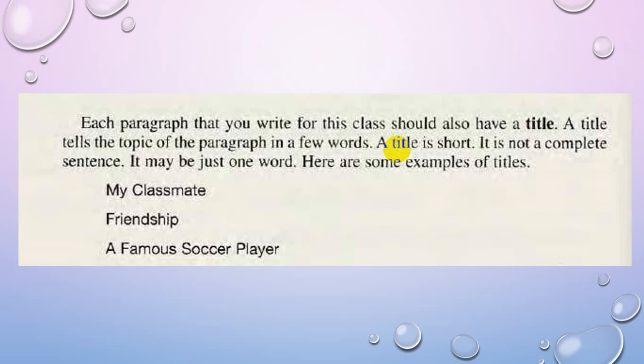It may be a subject, it may be just one word. ممكن يكون كلمة واحدة. مثل الإنشاء بالعربي يجيبوا لك الصداقة. اكتب عن الصداقة. Friendship. كلمة واحدة. Okay? Here are some examples of titles. My classmate, شوفوا كلمتين, friendship, كلمة واحدة, a famous soccer player, يعني لاعب كرة مشهور. هذا ممكن أجيب لك هذا بالامتحان, a famous soccer player.